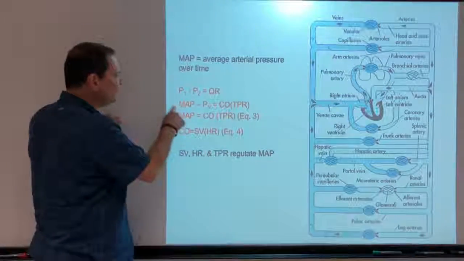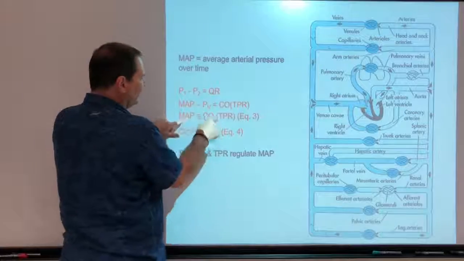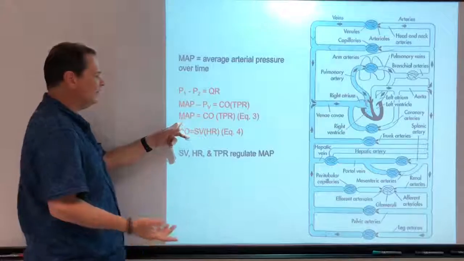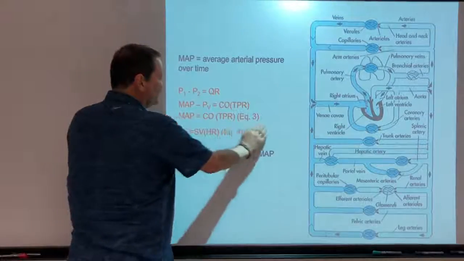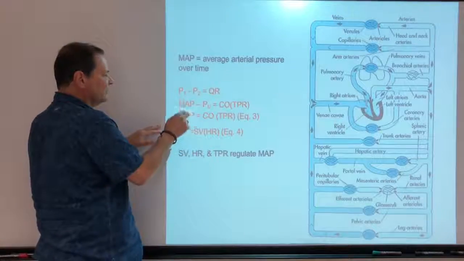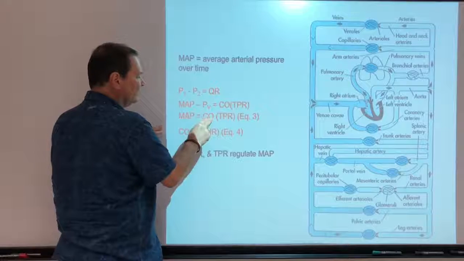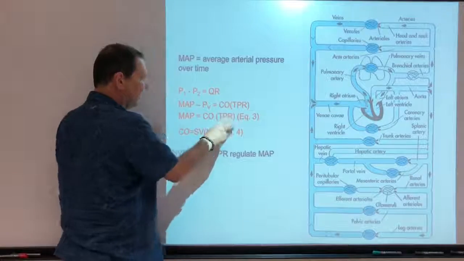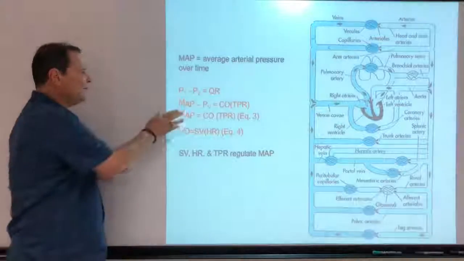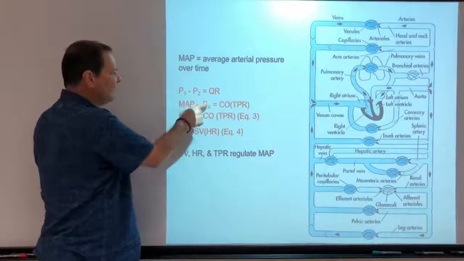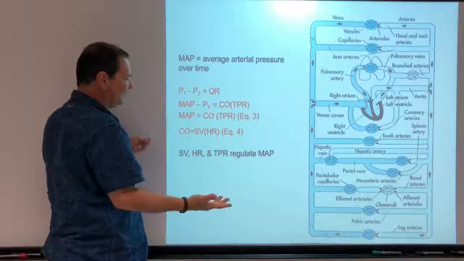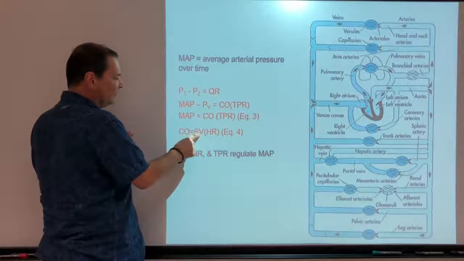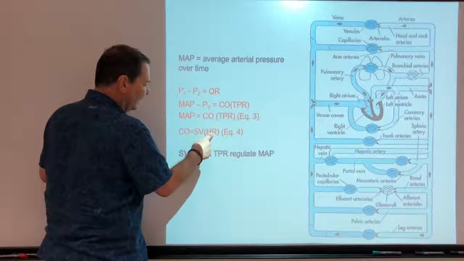So this equation breaks down to this one because venous pressure is so low it's practically zero. And this is an important equation in cardiovascular physiology. Mean arterial pressure is equal to cardiac output times total peripheral resistance, okay? And it's nothing more than Ohm's law. We just let pressure 2 drop out because it's basically zero. And then, as you know, cardiac output is equal to stroke volume times heart rate.